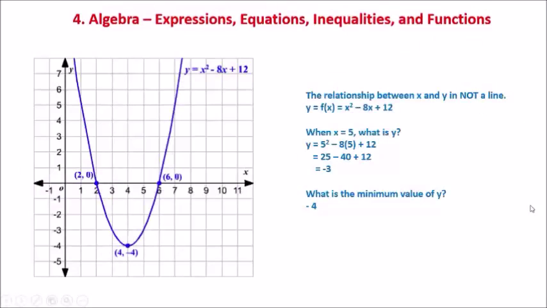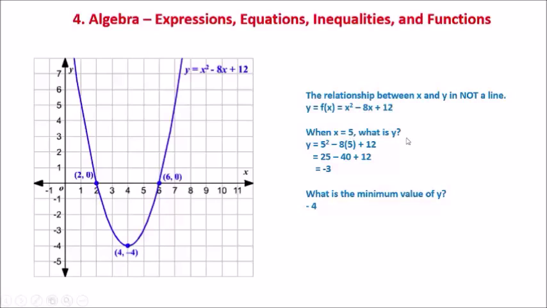Okay, so sometimes the relationship between x and y may not be a line. Okay, so in this example, y equals f of x, that's a function or relationship we talked about before. In this case, y equals x squared minus 8x plus 12. Okay, so it is not a line, but it looks like a U. It's a different relationship. Okay, so whenever you have a function like this, then the question is, when x equal to 5, what is the value of y?